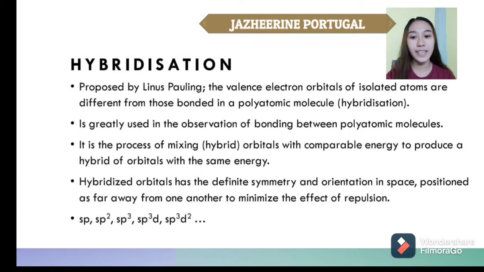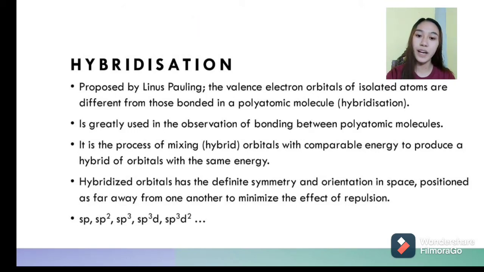Our next topic is hybridization. It is proposed by Linus Pauling, and he states that the valence electron orbitals of isolated or individual atoms are different from those that are bonded in a polyatomic molecule. It is greatly used in the observation of bonding between polyatomic molecules, or molecules that have a different set of atoms. Hybridization is a process of mixing orbitals with comparable energy from one another to produce hybrid orbitals with the same energy.